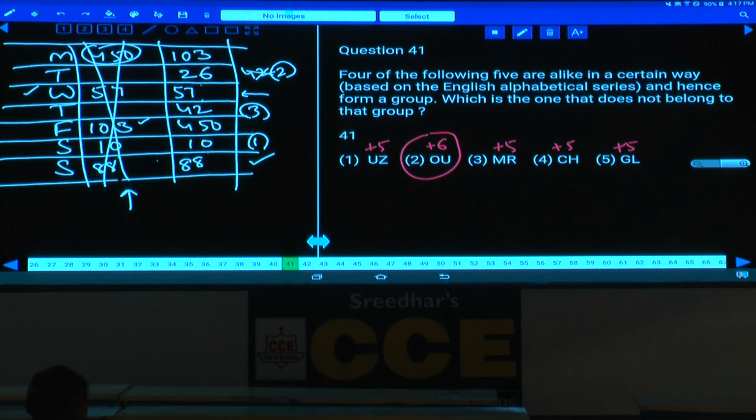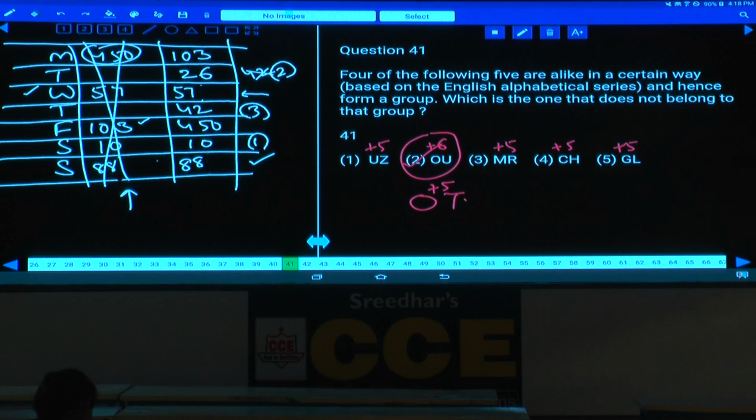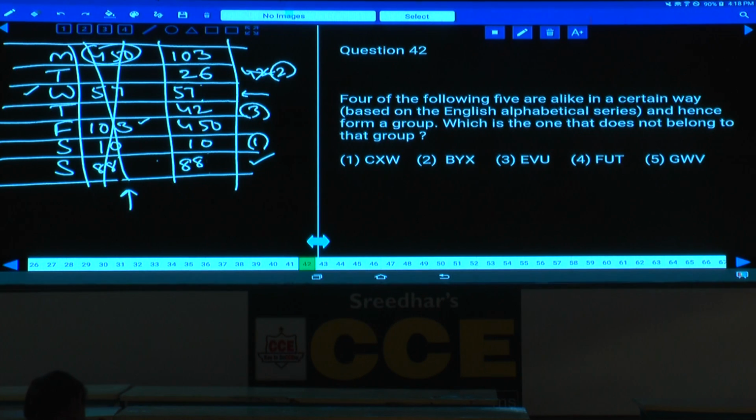OU is the odd one, except OU. And in the remaining pairs, the difference between the letters is plus 5, plus 5, plus 5. Here it is plus 6. And in general, O plus 5 must be T, that is the correct term. In the place of OT, they have given OU. Hence, OU is nothing but the wrong one. That is nothing but the odd one. 41.